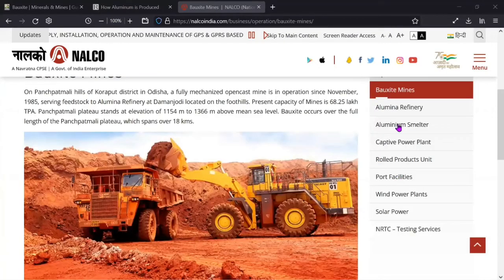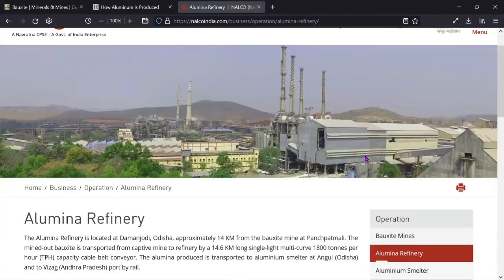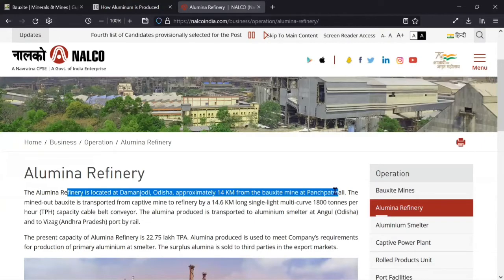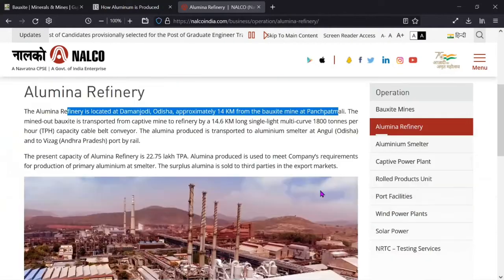And the second process is alumina refinery. Refinery is the process for which Bayer's process is used. Can you see this photograph? Yes. So now if you see, alumina refinery is located at Odisha, approximately 14 kilometers from the bauxite mine. So the bauxite mine is nearby that purification plant. Can you see these photographs?